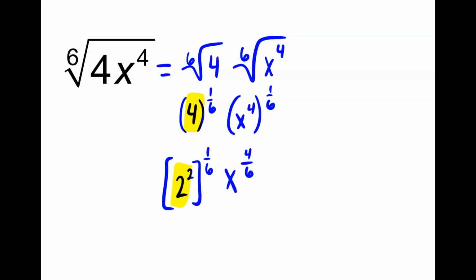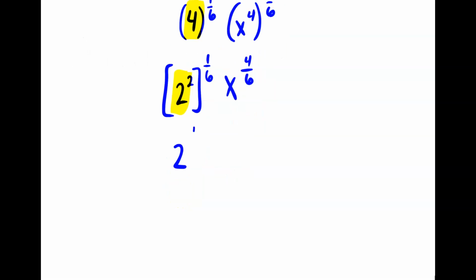Thanks. Appreciate your comment. Why can't you just simplify the 4? Why doesn't the 4 become 2? Because it's not a square root, it's a 6th root. So instead of saying 4, I said 2 squared. And now that I have an exponent to an exponent, I can write this as 2 to the 1/3 times x to the 2/3.